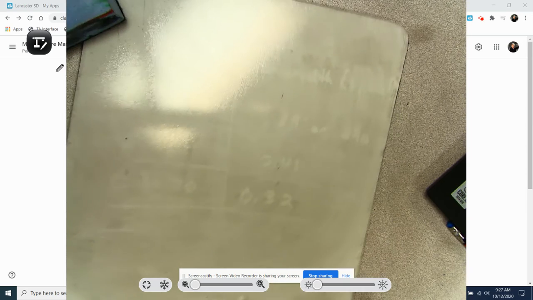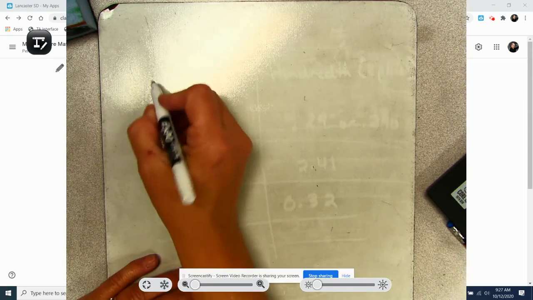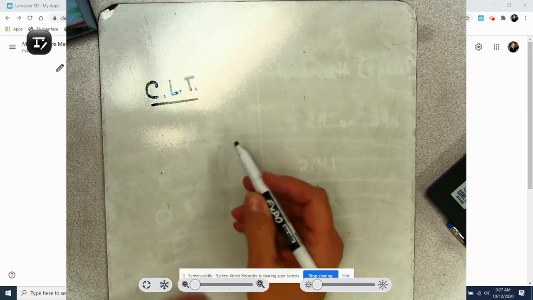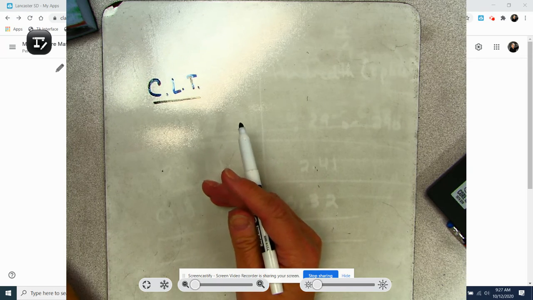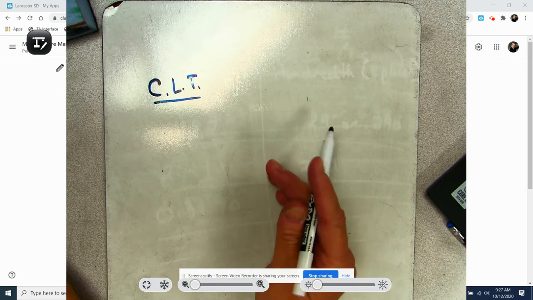Good morning. So today we're going to talk about combining like terms and the distributive property. Combining like terms, CLT as I call it, is a matter of combining things that look the same. They have the same letter raised to the same power.